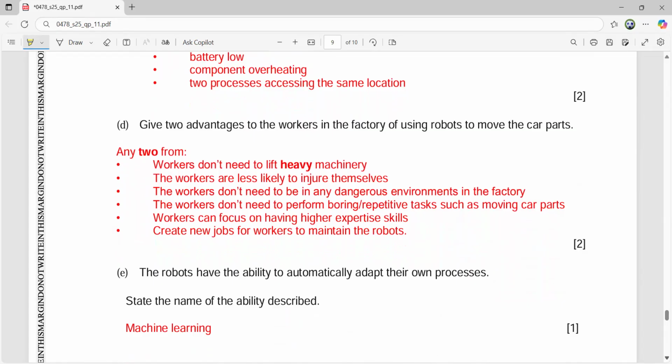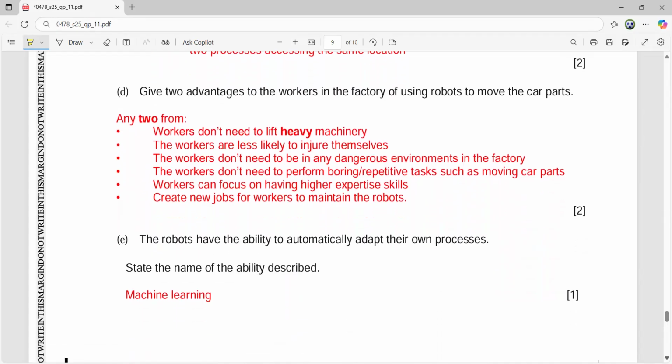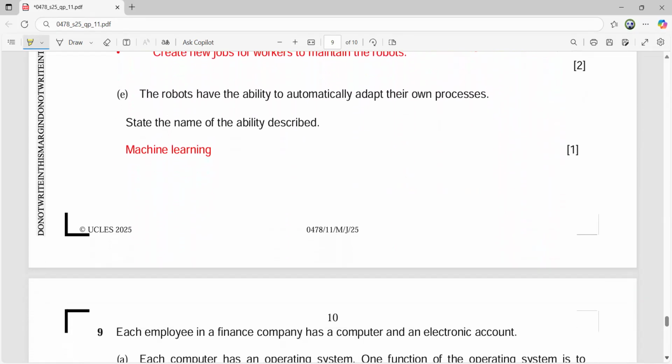State the name of this ability described. Machine learning, such a simple answer, and marks are yours.